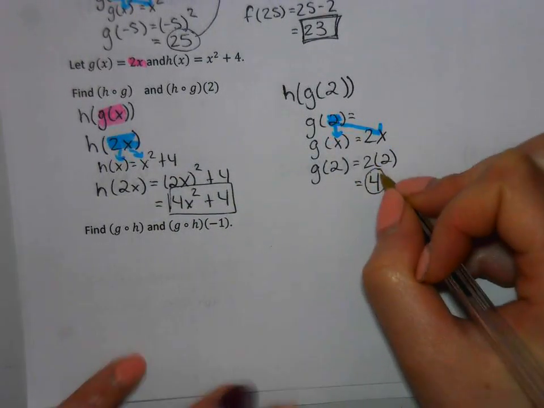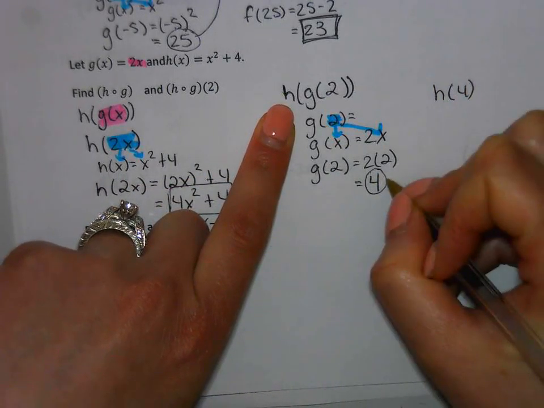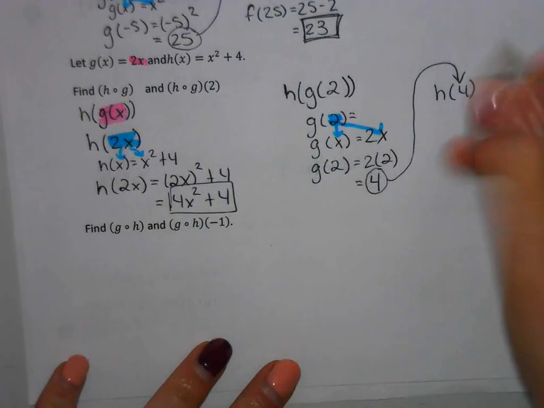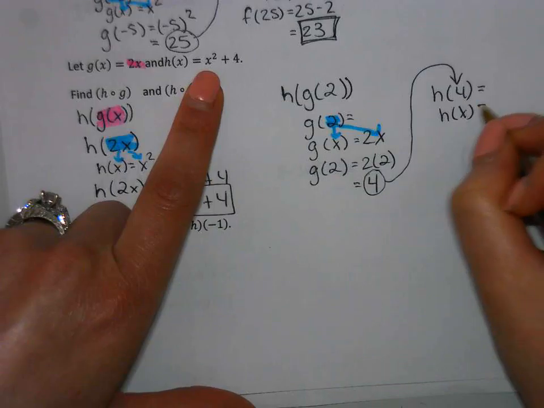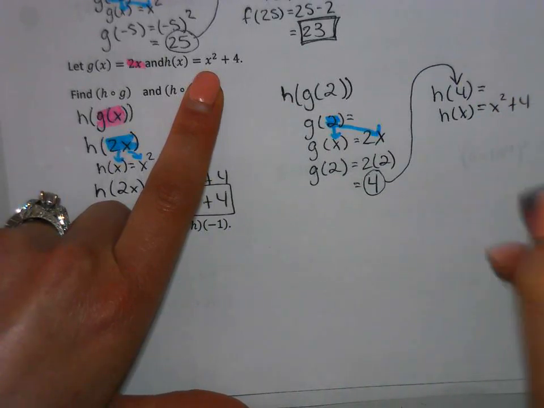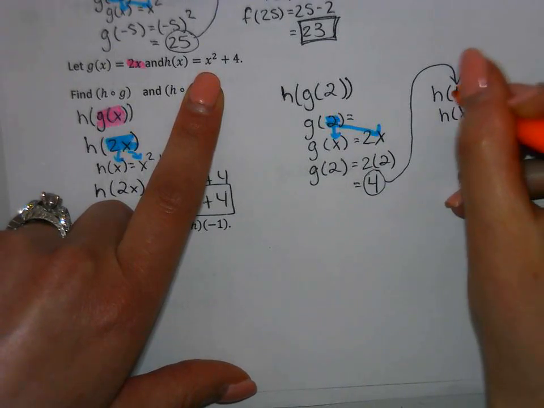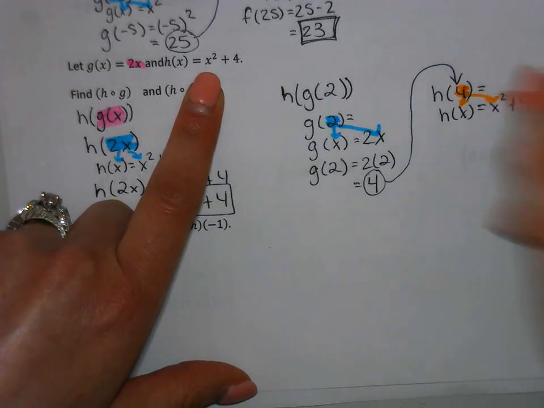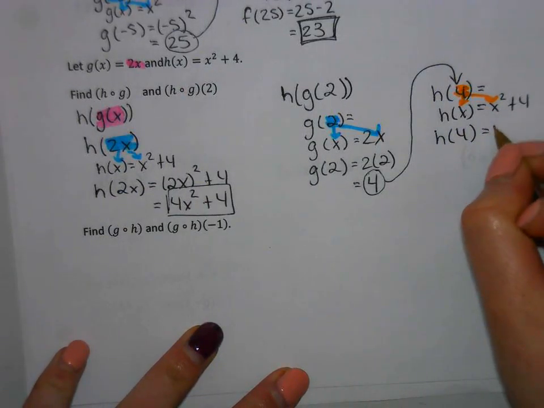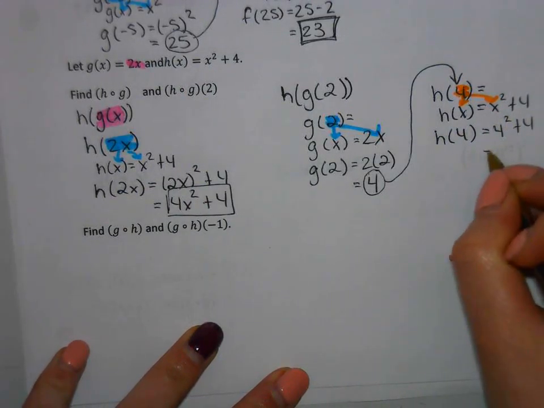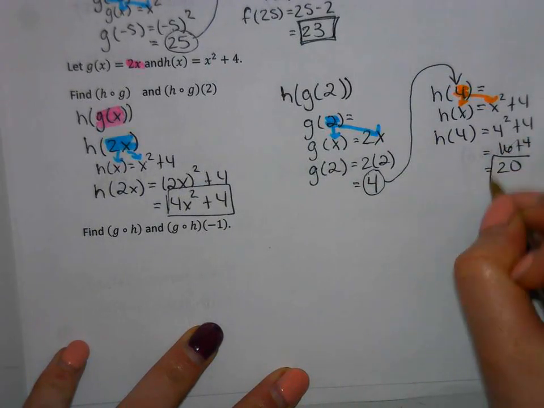So then we're going to use this to now find the function of h of 4. We're plugging that in. Well, h of x equals x squared plus 4. So that means we are replacing our x's with a 4. So we have h of 4 equals 4 squared plus 4. So that means our final answer is 20.